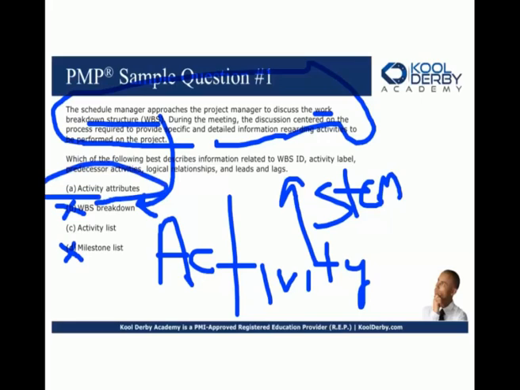This question is hard because it means you studied. So activity list is just a list of the activities, but this is telling you more about the activity, right? It's telling you the leads, the lags, the relationships. You see what I'm talking about? It's giving you more information, right? Yep. Okay. Now, why we got it right? We got it right because we eliminated some other stuff.